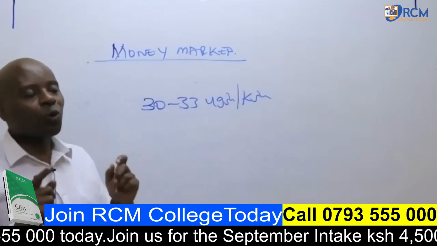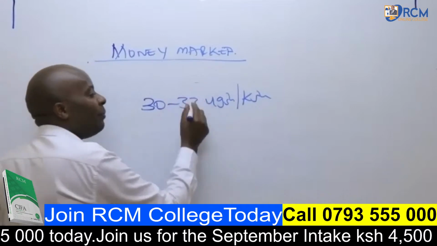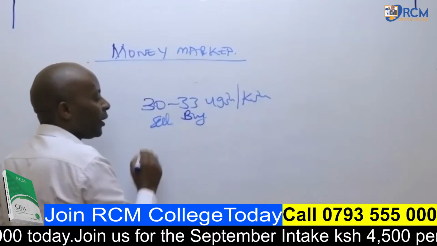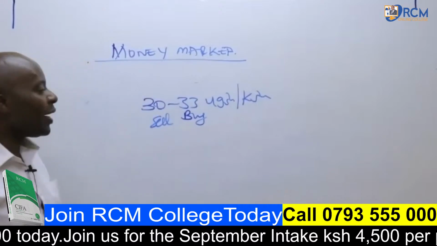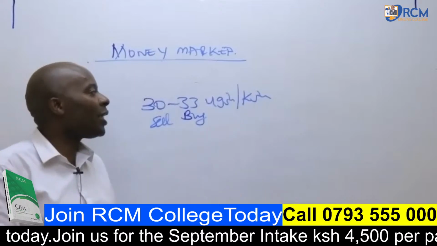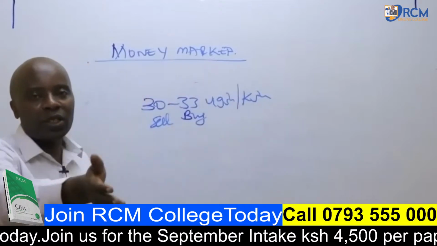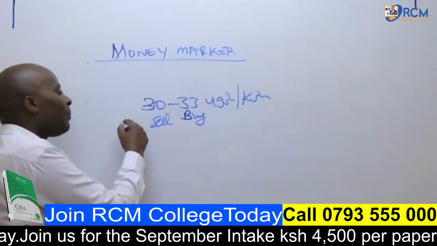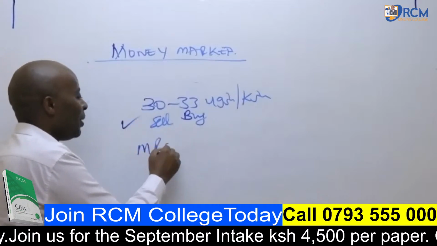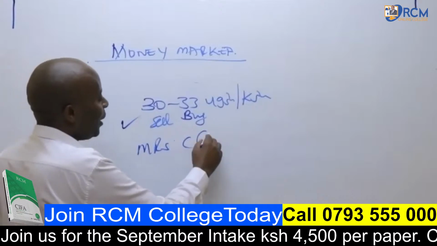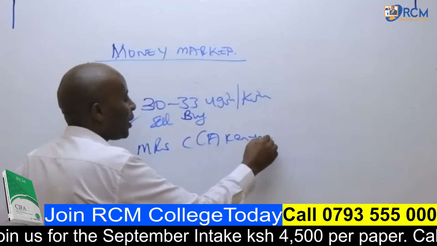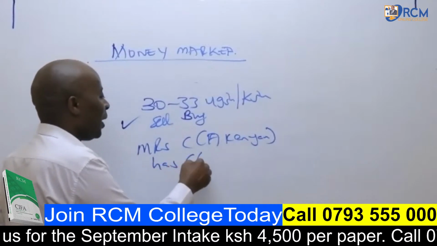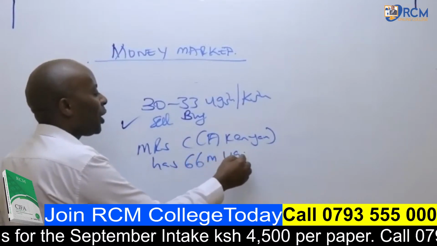And for indirect quotations, the bank will automatically buy in the opposite way. The bank will buy here and they will sell here, like that. Why have I taken the buying to be on the other side? It's because of where the Kenya shilling is, on the right-hand side. And listen to me very well. If, for example, we have Mrs. C, Mrs. C is a Kenyan, who happens to have 66 million Uganda shillings.